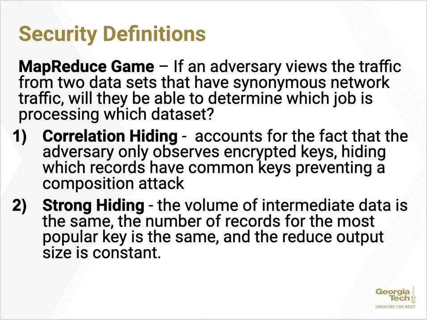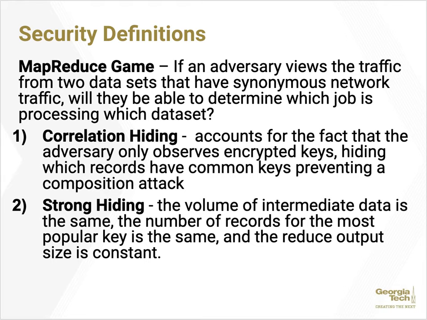For strong hiding, this essentially dictates that the volume of intermediate data is the same, the number of records for the most popular key is the same, and the reduce output size is constant. So by making that network traffic appear to be similar, and by padding that most popular key with dummy values to get it up to a certain size, you really can't distinguish between two data sets.